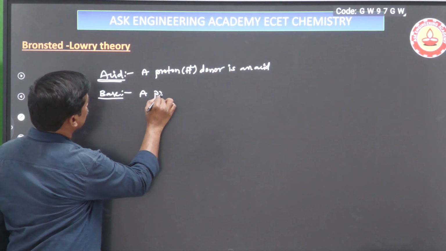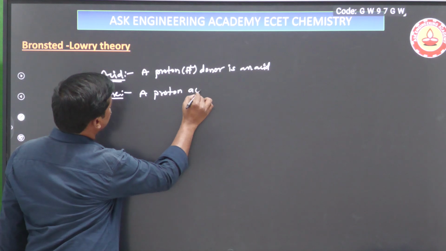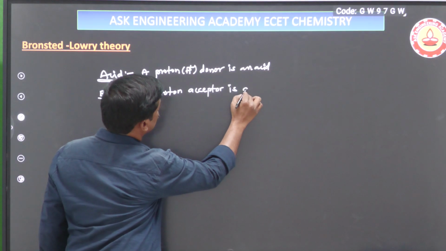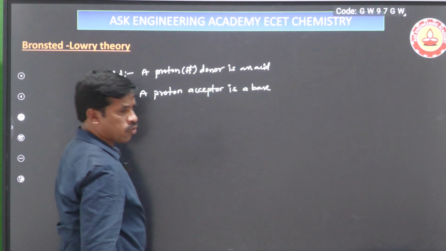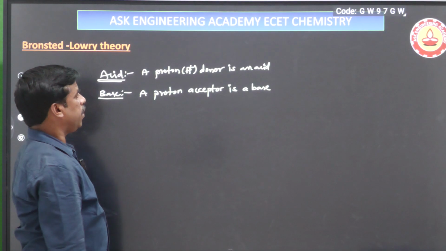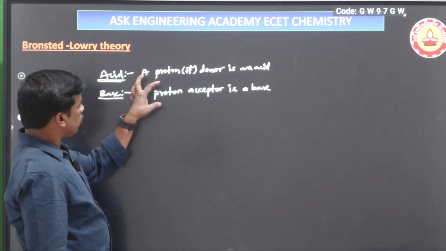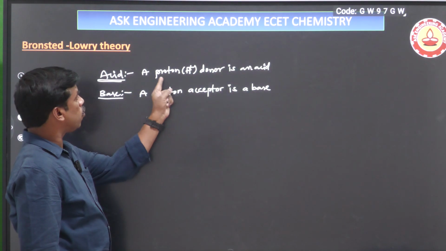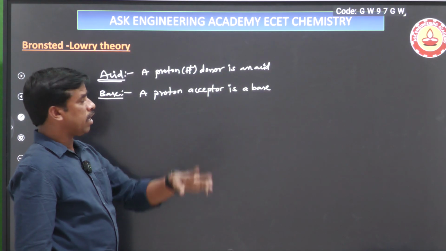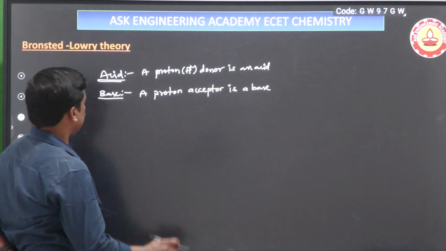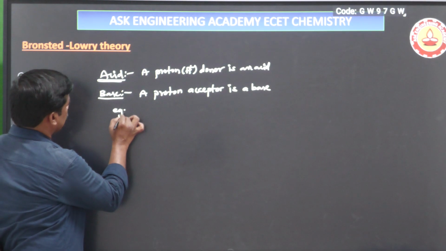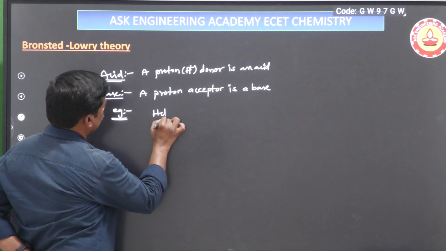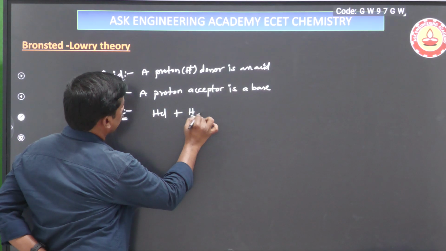Next, base definition: a proton acceptor is a base. This theory is also called the proton theory. A proton donor is an acid. A proton acceptor is a base. Here I am giving the examples, you can check carefully. HCl combined with water molecule.